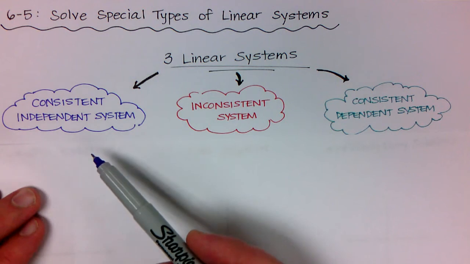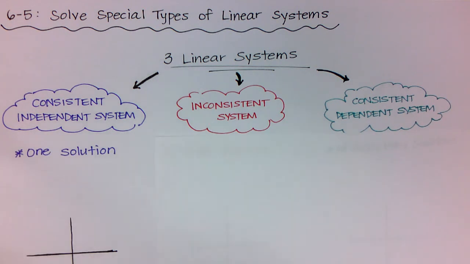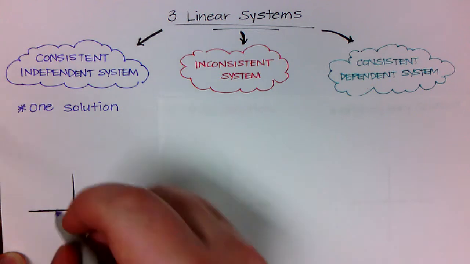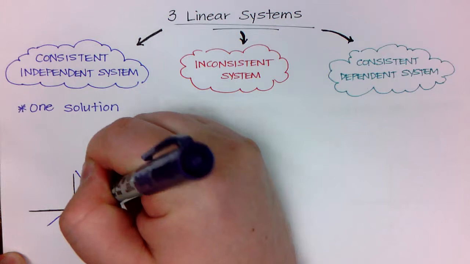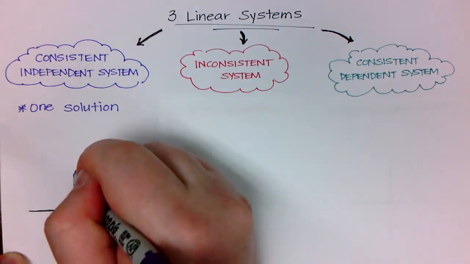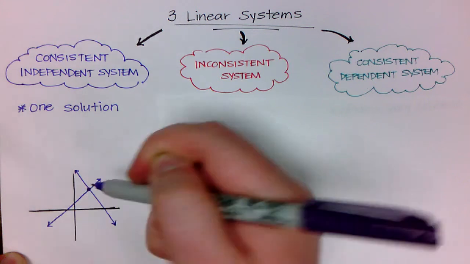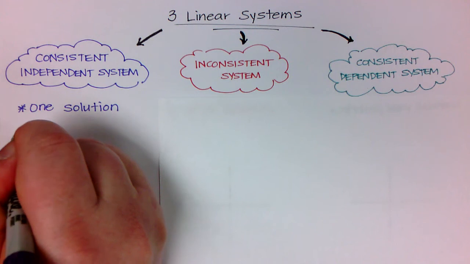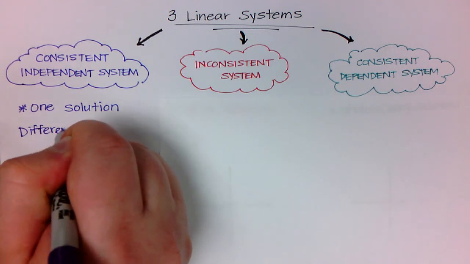With the ones that we've been working with already, there is one solution, okay? When we were graphing it, we found that typically the two lines would just intersect. And wherever they intersected, that was your solution, right? It was the coordinates of the point where they met. And so what we found is that these two lines in the system will have different slopes. So let's write that down.